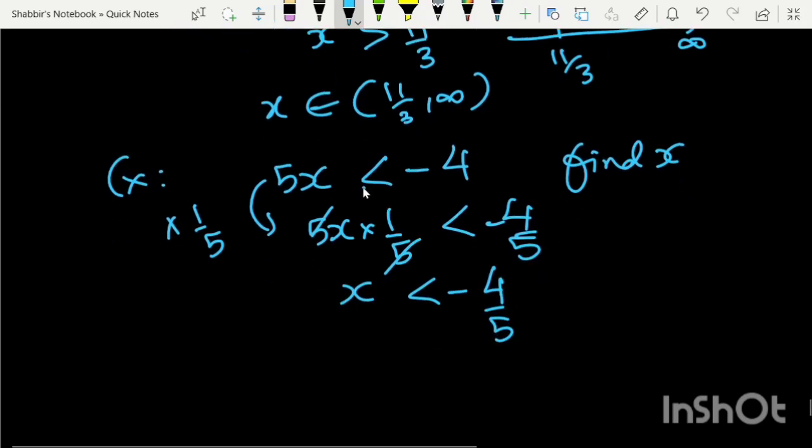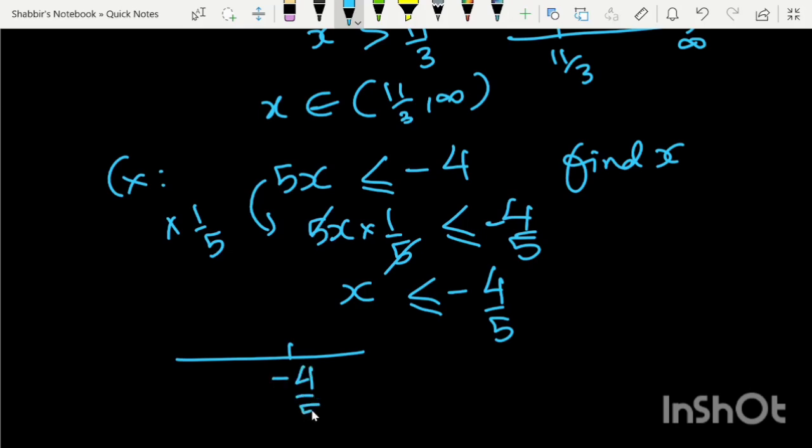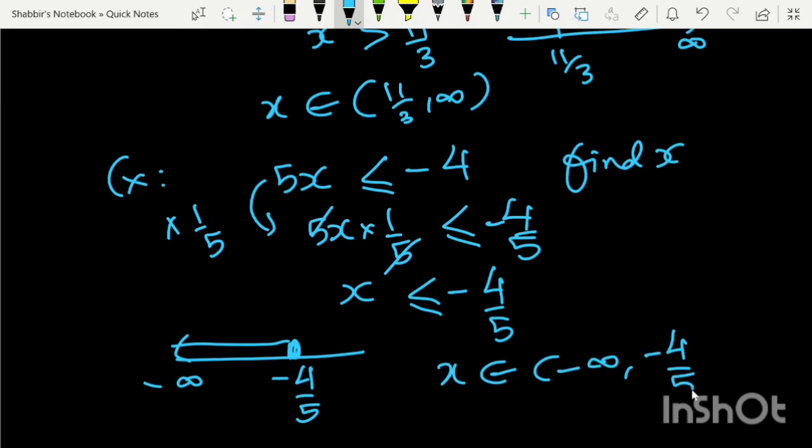So had it been less than or equal to, the sign would have continued as less than or equal to only. So it would be minus infinity to minus 4 by 5. Now minus 4 by 5 is included, so x belongs to minus infinity to minus 4 by 5 is the answer, guys.